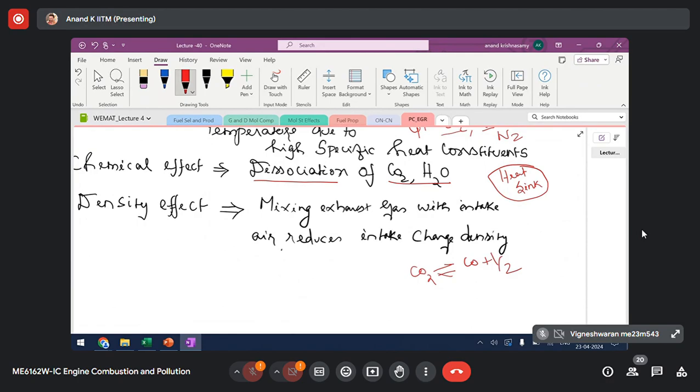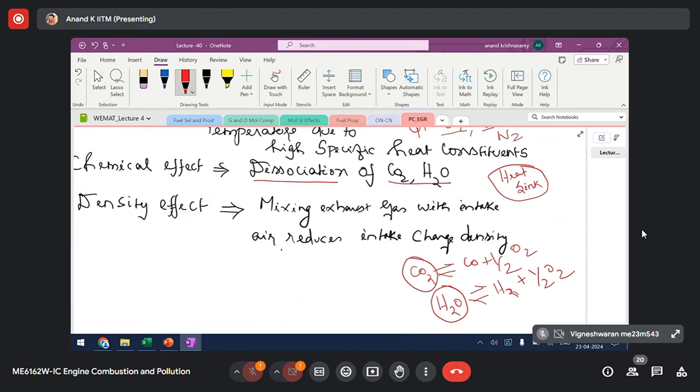And any dissociation reaction is an endothermic reaction. So this needs some temperature, and there will be a drop in temperature because of the dissociation reaction. Similarly, H2O will dissociate and form H2 and O2. So you see that they are leading to other species because of this chemical reaction, CO and H2.